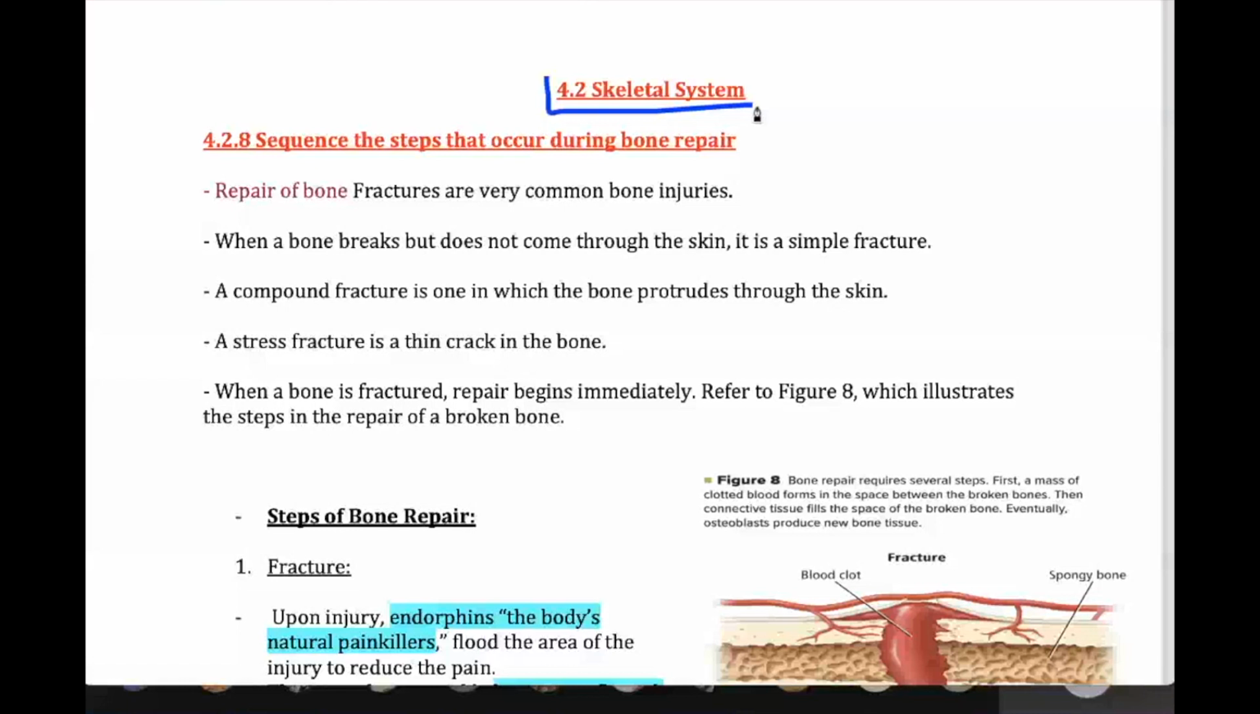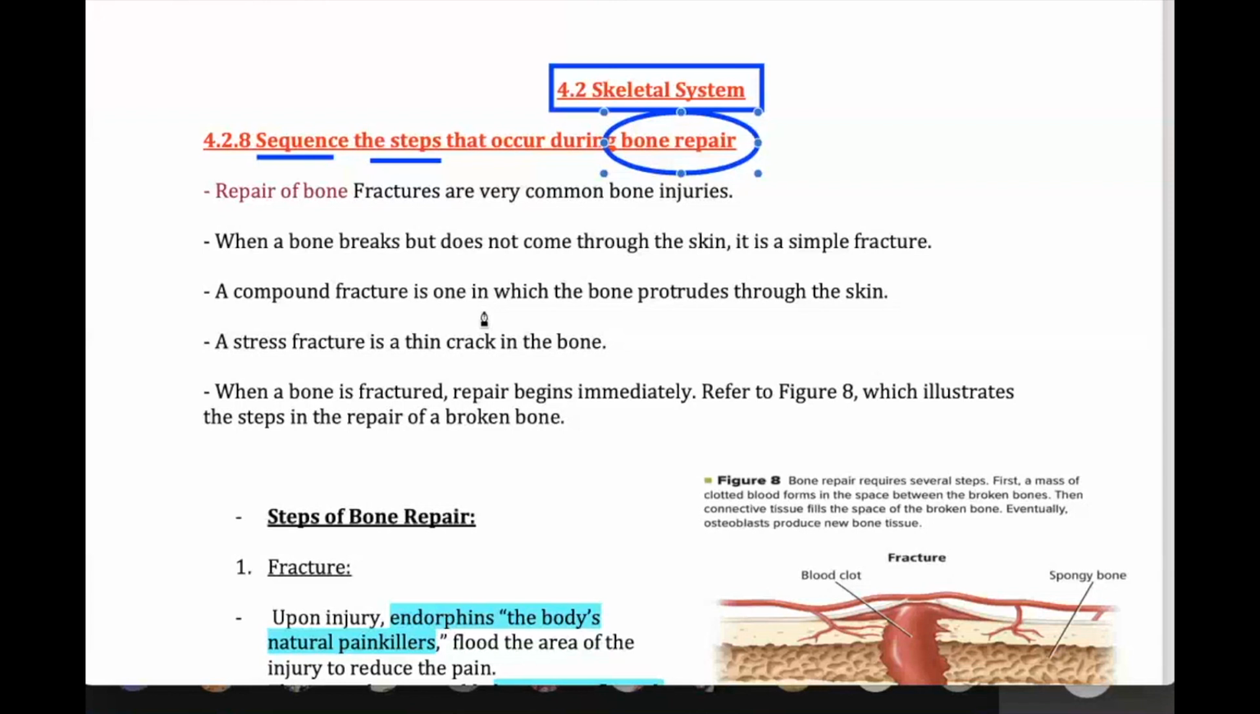The last one is the skeletal system. We have to quickly see this KPI, which says to sequence the steps that occur during bone repair. First of all, we need to know that the skeletal system is made up of bones, and it helps us in support, movement, and shape. If by mistake or by chance there is a bone breakage, how will the bone repair? There are 3 steps in bone repair.